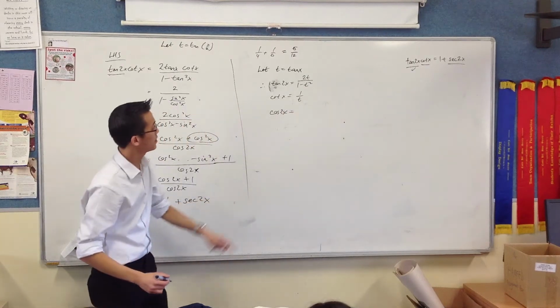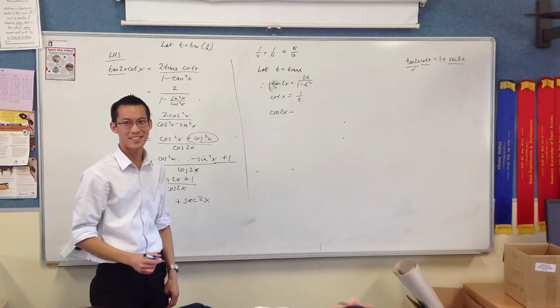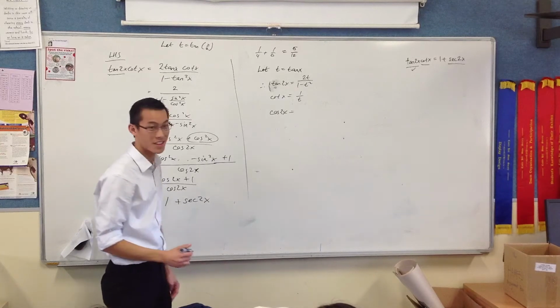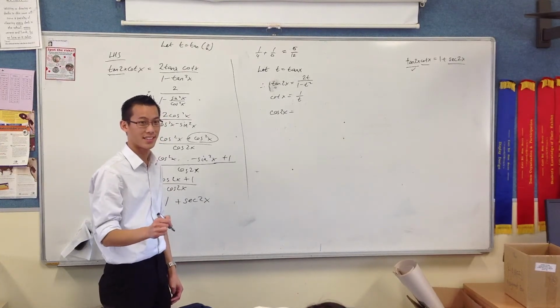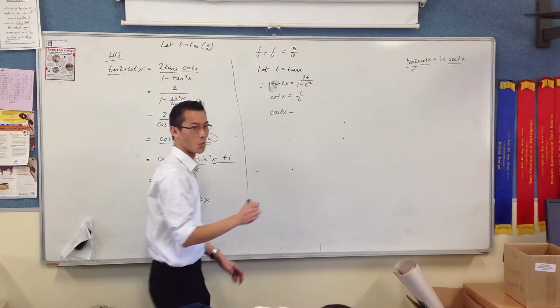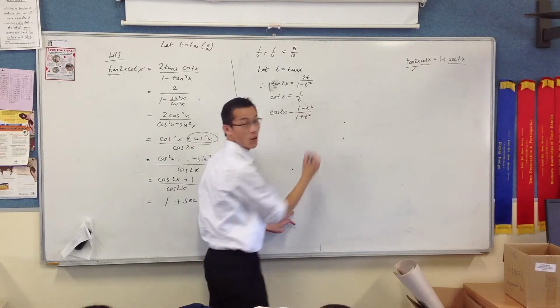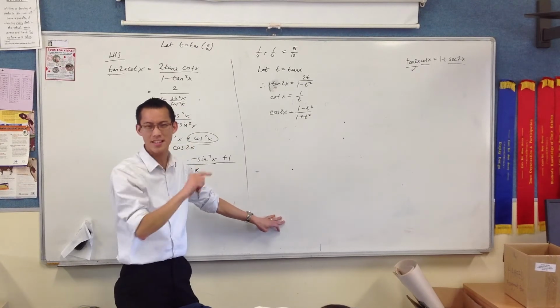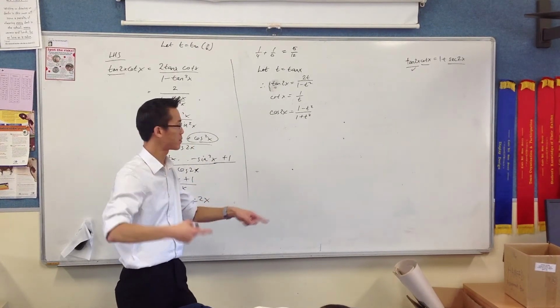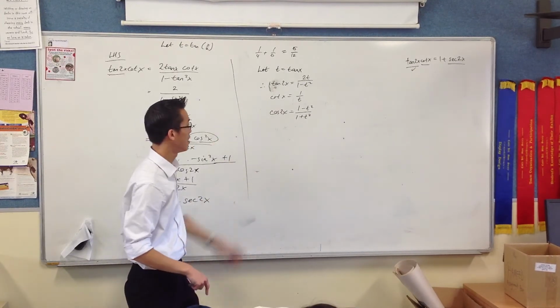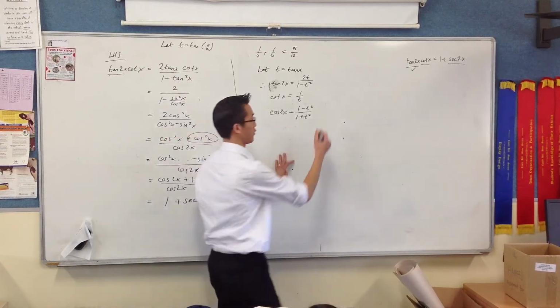Cos 2x will be... how good are you with your memory? What's the t result for cos? 1 minus t squared on the top, 1 plus t squared on the bottom. Okay, I know this is the extra work that t results gets, but hopefully it'll be justified in a second. Now what I want is not cos but sec, so I just flip it upside down.